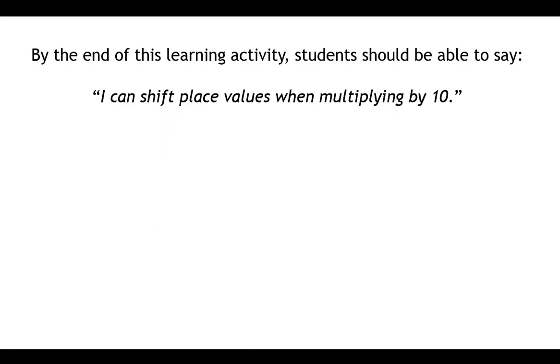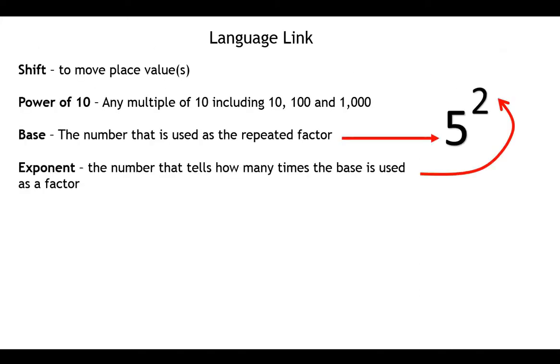By the end of this learning activity, students should be able to say, I can shift place values when multiplying by 10. Here are some of the Tier 3 vocabulary words that will be used in this lesson. Keep in mind that these are not the entire list of vocabulary words for this lesson.